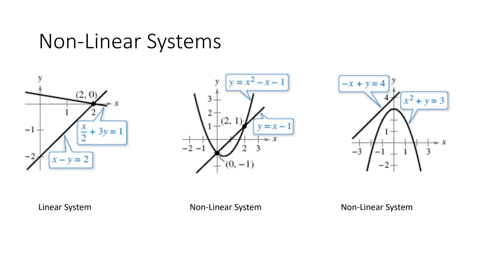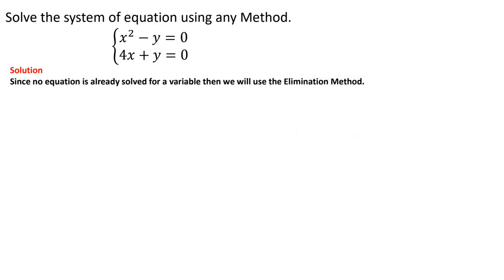But now what we want to look at is nonlinear systems. Nonlinear systems are systems that may include a line, but also include either a parabola or a circle. Again, if these two graphs don't intersect, then there would be no solution. All right, so let's solve this system.